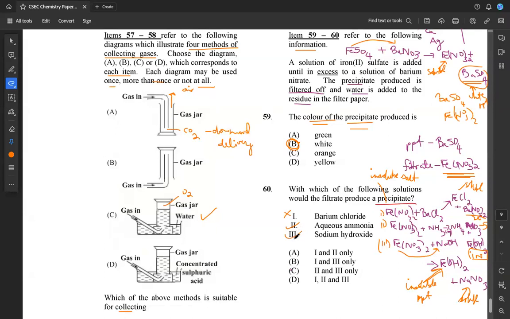And so our answer here for 60 is going to be 2 and 3. It's going to be 2 and 3 only. So that's going to be C. Okay? So 60 is C. So with that, we have come to the end of our specimen paper, or paper 1 that CSEC provided us with.